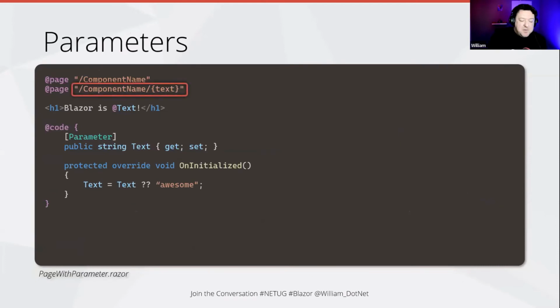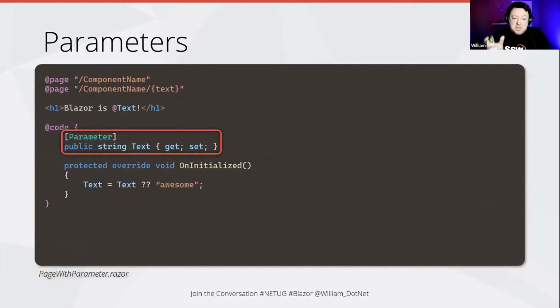Parameters are also very useful. We can have addressable components, but instead of just a name, we can give it an optional parameter on the route as well. In this case, I've got a text value. I bind that to the text field using the parameter attribute, and then I can just use that and display it on the screen. If someone gave it no text, it would just say Blazor is awesome. If they gave it some text, it would render that word instead. And we can see in the OnInitialized method is where we check for the null value of that text and assign a default value.